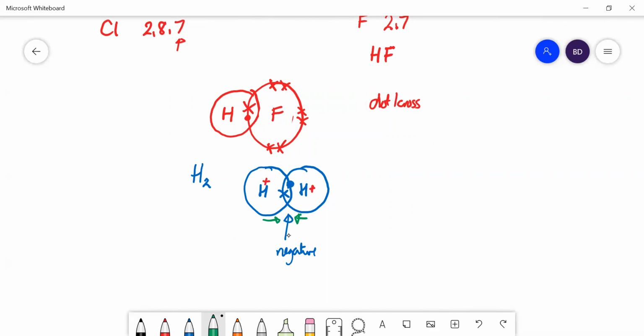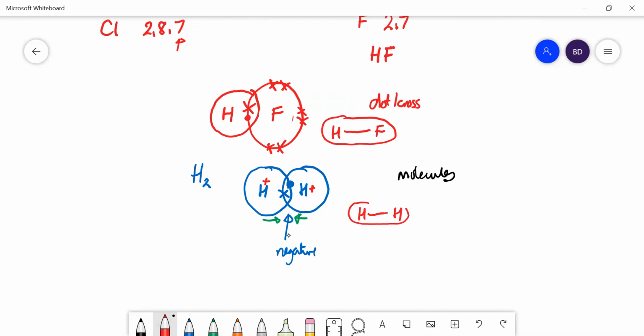Right, now covalent molecules exist as molecules. So here we've got a molecule of HF, so it's a hydrogen stuck to a fluorine. You could draw it like that. Frequently we draw covalent bonds as just lines, so that would be a molecule of hydrogen fluoride. And here we've got 2 hydrogens stuck together, forming a molecule of H2. Okay, so that's a very brief introduction to covalent bonds, and in the next video I'm going to show how to draw these dot cross diagrams.